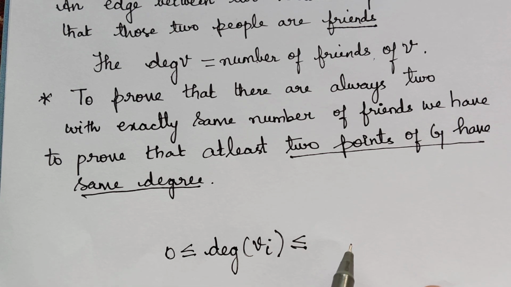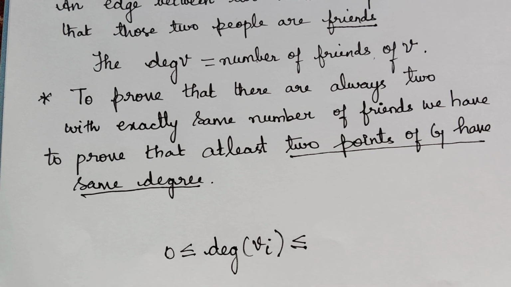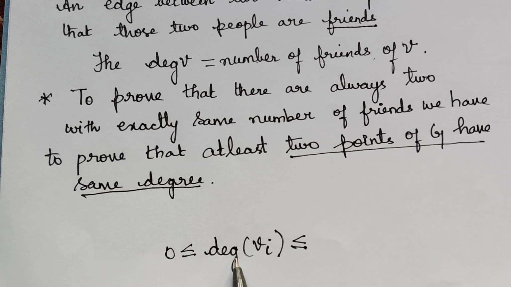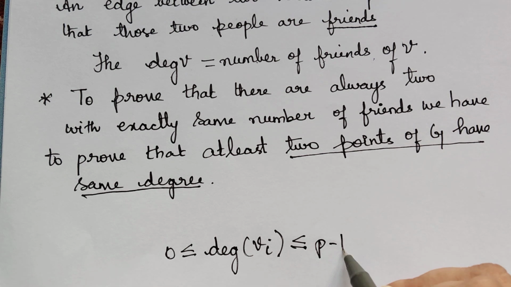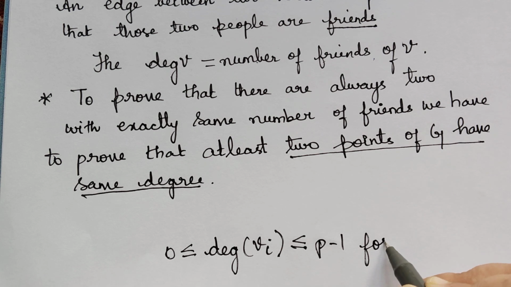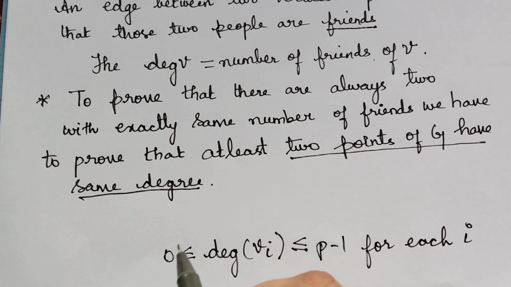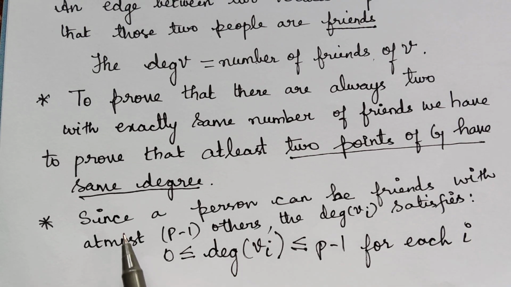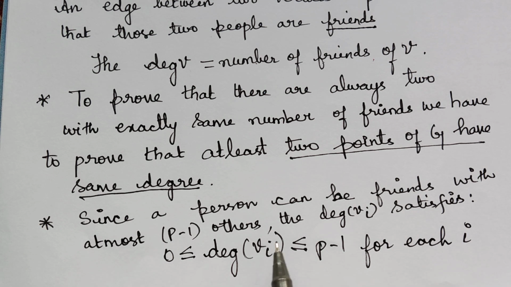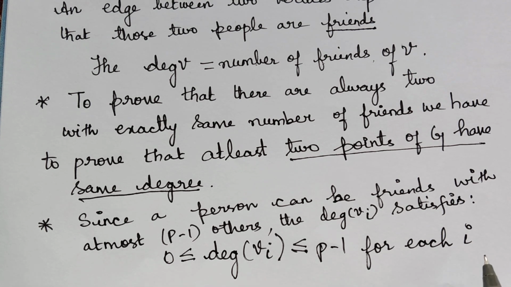There are totally p vertices. We are considering one vertex and we are going to find its degree. If we have taken one vertex out of it, how many vertices are remaining? P minus 1 vertices are remaining, and this vertex Vi can be adjacent to those P minus 1 vertices. In that case, the degree of Vi can vary from 0 to P minus 1. It can be 1, 2, 3, etc., up to P minus 1 for each Vi. So for any vertex, these are all the possible degrees. Since a person can be friends with at most P minus 1 others, the degree of Vi satisfies this.